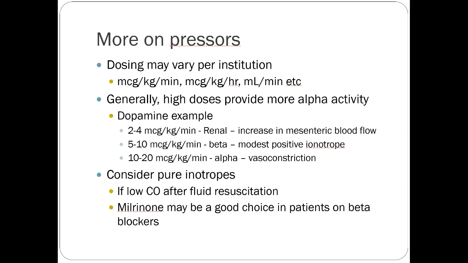Dosing for pressors is a little tricky just because there's a lot of different ways you can do it. Mic per kilo per minute, mic per kilo per hour, mil per minute. Your system might have things set up a little bit differently. The nice thing is if you're using any type of an electronic medical record, it should have a standard pre-selected amount. So it might say like 0 to 10 mic per kilo per minute.